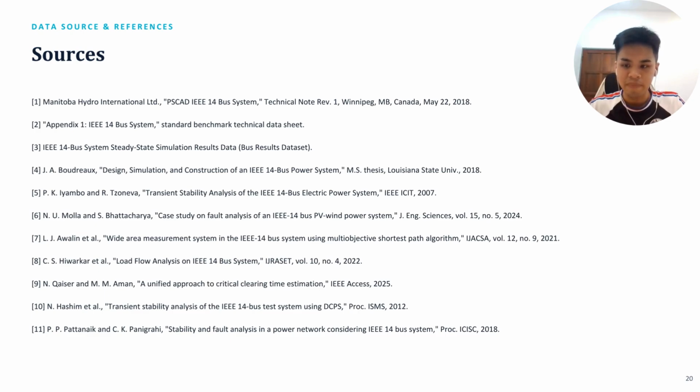Okay, so before the end, here is the full list of our data sources and references. Our network data comes from Manitoba Hydro International's technical documentation and the standard IEEE 40 bus benchmark dataset. And our fault and stability methodology draws on published studies, all listed here and in our written report.